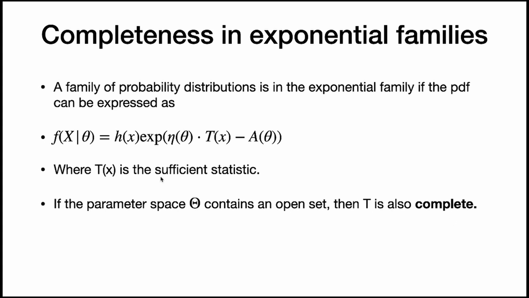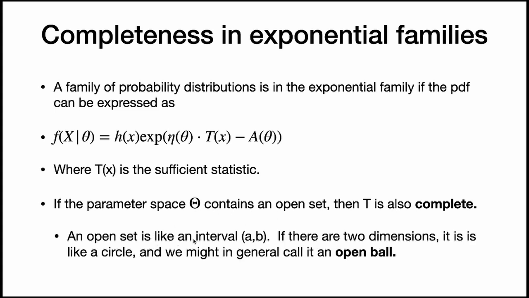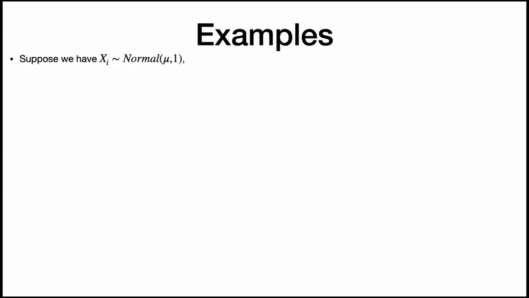So t is sufficient in an exponential family. We always have a sufficient statistic in exponential families, and it's often also complete if we can prove the parameter space contains an open set. An open set is like an interval from a to b, an open interval. If we have 2 dimensions, it is like a circle, and we might call it an open ball. So let's look at an example of this.